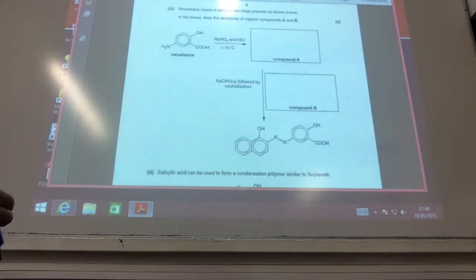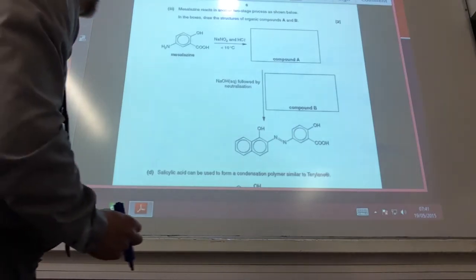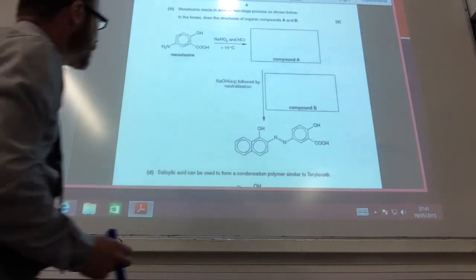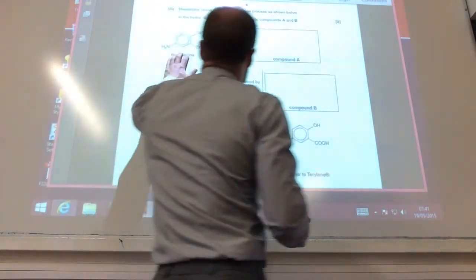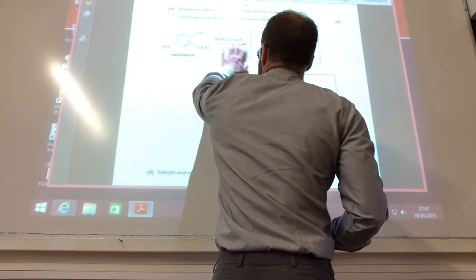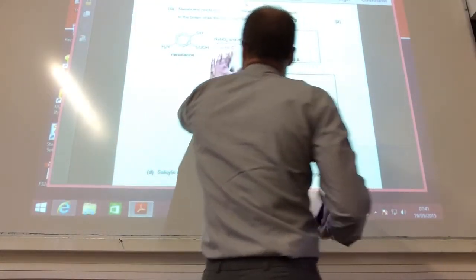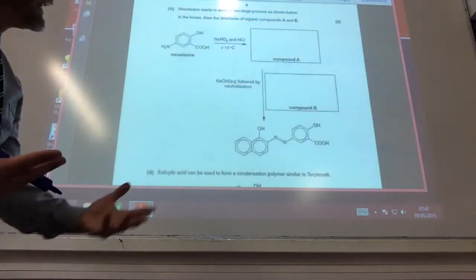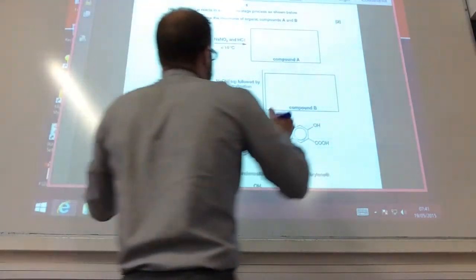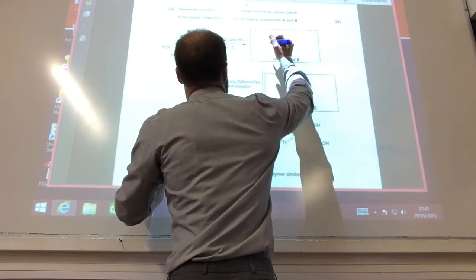Right, they obviously don't make their mega synthetic diagrams here this year. So let's have another look. So we're starting with this bad boy again. We are reacting with sodium nitrite in HCl below 10 degrees. Straight away, what are you thinking? You'll be thinking that's got to form a diazonium salt.